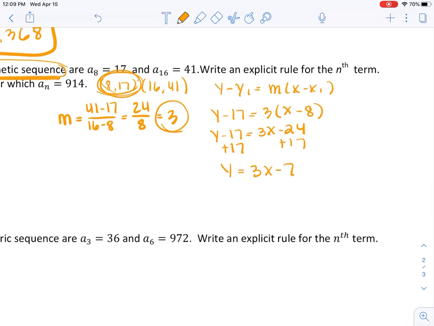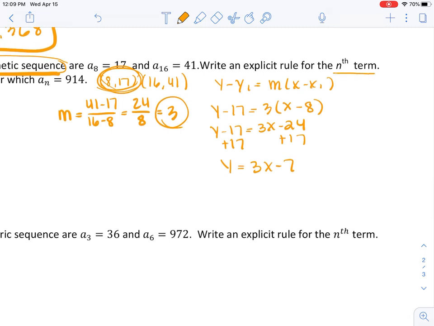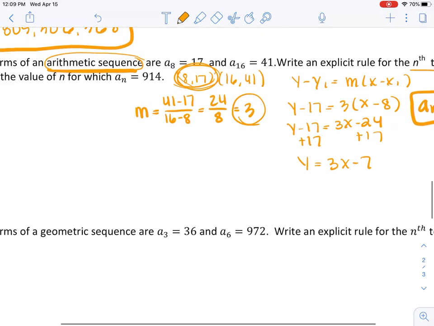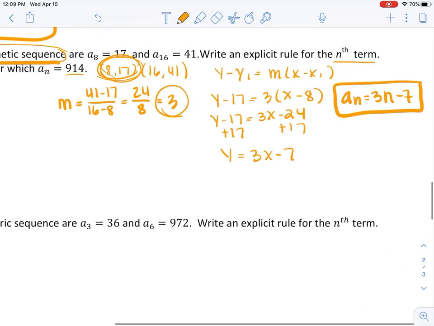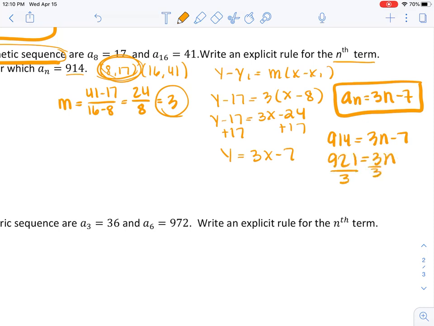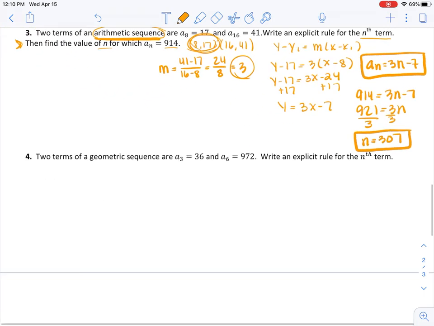Now if I said write an equation of a line, this would be done, but it said write an explicit rule for the nth term. So now I just have to write it as a sub n equals 3n minus 7. There was a follow-up question: for what value of n do you get 914? So when a sub n is 914, what is n? Add 7, you get 921 equals 3n. Divide by 3, and you get n equals 307. So 914 is the 307th term.